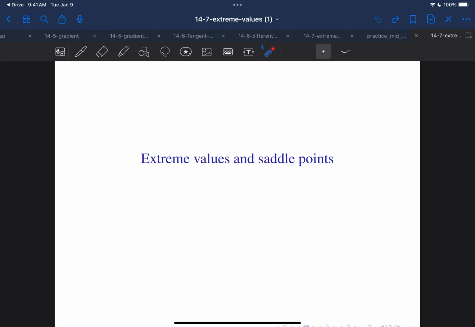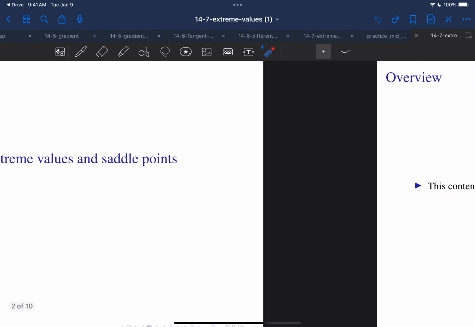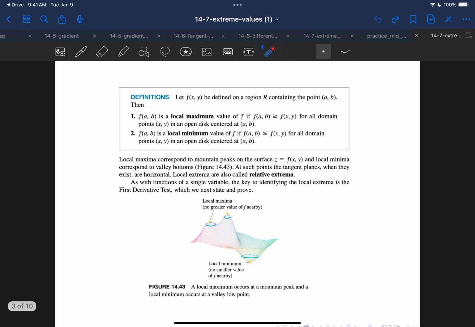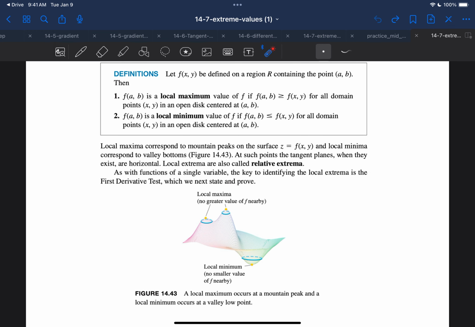Hello everybody. In this video we're going to talk about eigenvalues and saddle points, which is from section 14.7. First we give a definition of local maximum and local minimums.